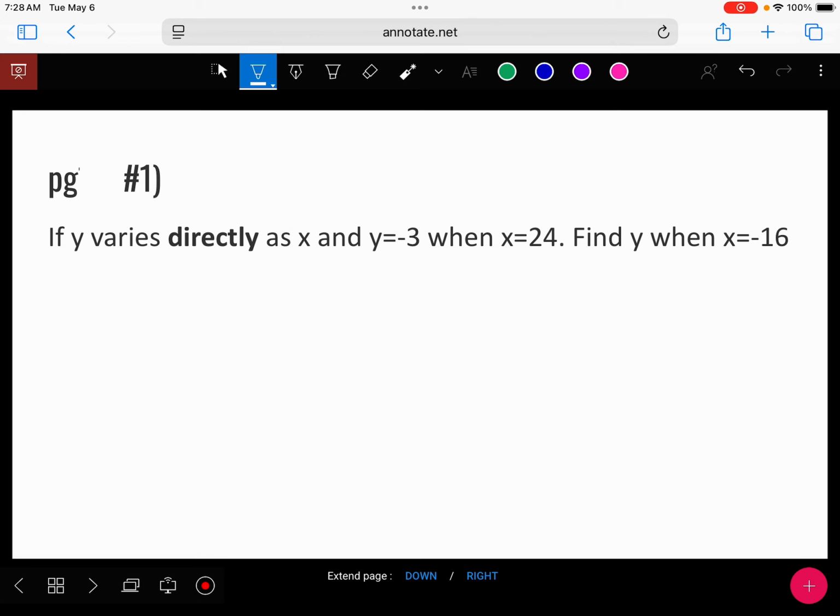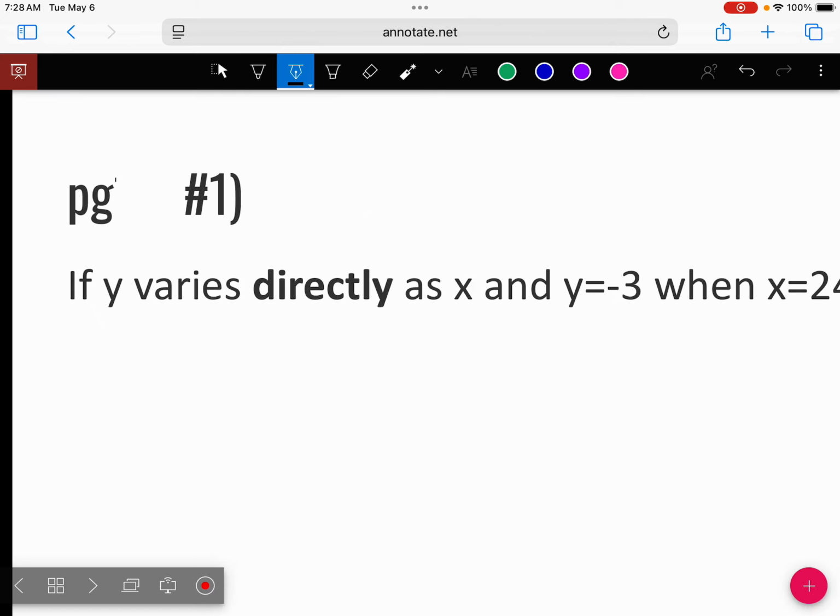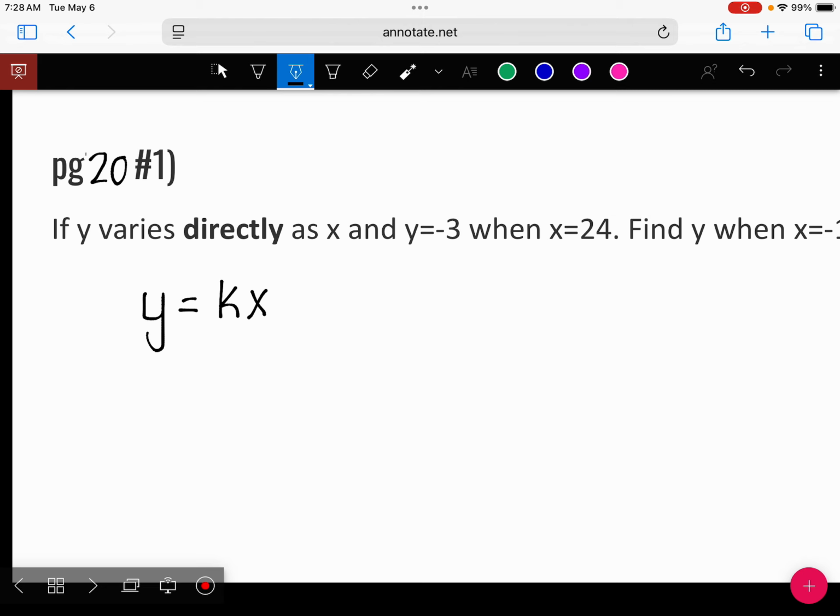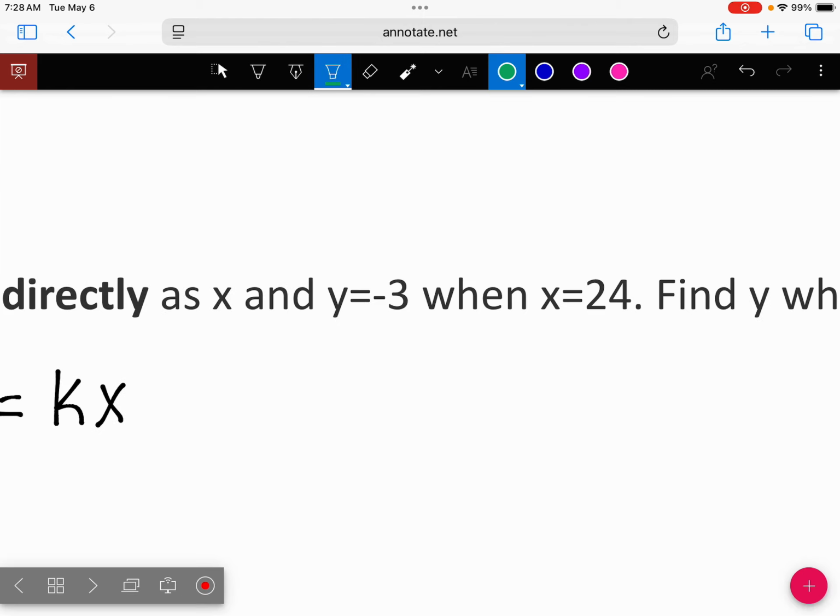So if we've got y varies directly as x, that is how things will be worded, and I know that feels super awkward to say. Y varies directly as x means our equation is going to look like y equals some number times x. Y equals kx is how we word that. And what they do is they give us an example. They say, all right, for this particular situation, if y is -3, then x is 24.